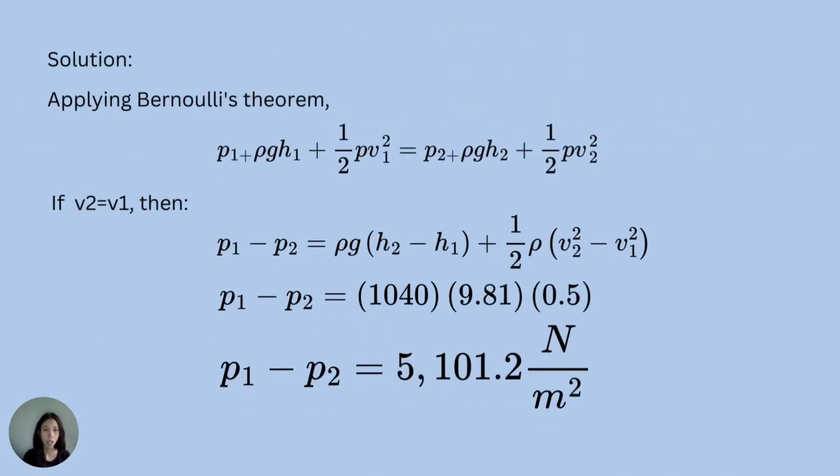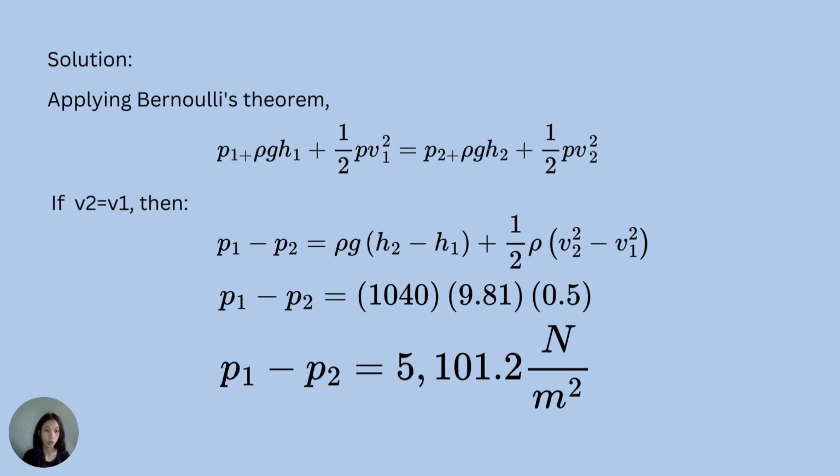Solution: P sub 1 plus density multiplied by the gravity multiplied by H sub 1 plus 1/2 rho V sub 1 squared is equal to P2 plus density multiplied by the gravity H sub 2 plus 1/2 rho V sub 2 squared. If V2 is equal to V1, then P1 minus P2 is equal to the density multiplied by the gravity multiplied by the difference in the height plus 1/2 density multiplied by V sub 2 squared minus V sub 1 squared. So let's discard the other side of the equation because the velocities are equal to each other.